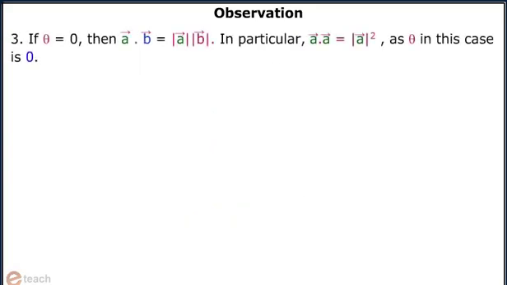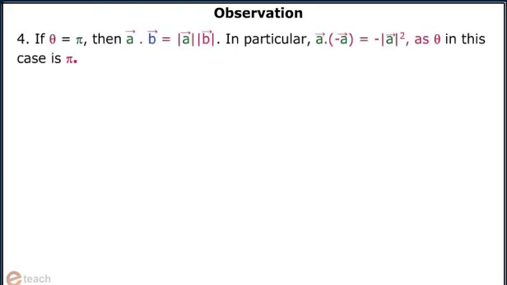If theta equals 0, then a dot b equals mod of a into mod of b. In particular, a dot a vector equals mod of a square, as theta in this case is 0. We know that cos theta equals 1, then we can write a dot b equals mod of a into mod of b into cos 0, which becomes mod of a into mod of b.